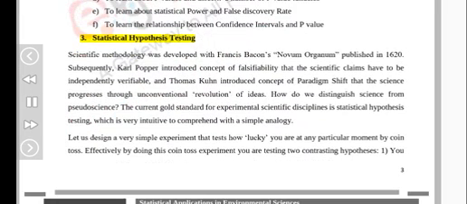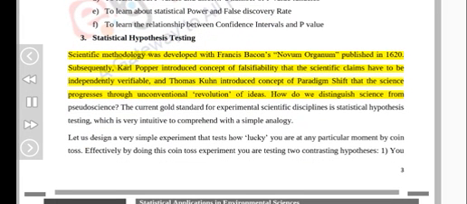3. Statistical hypothesis testing. Scientific methodology was developed with Francis Bacon's Novum Organum, published in 1620.